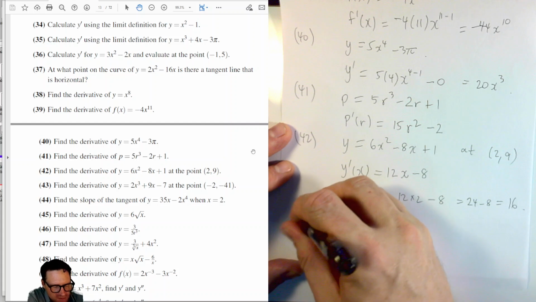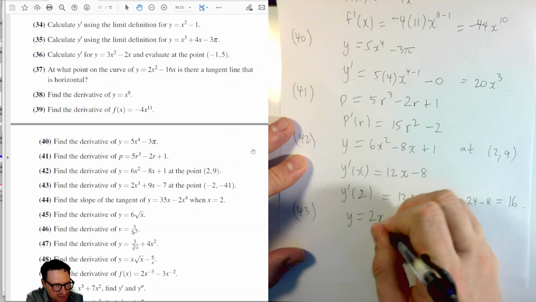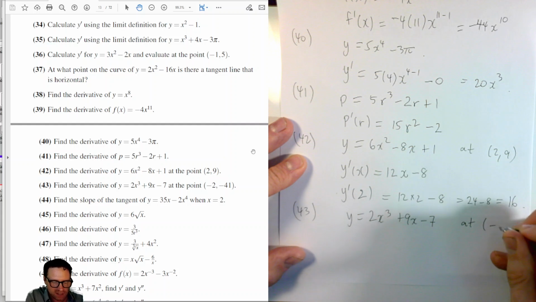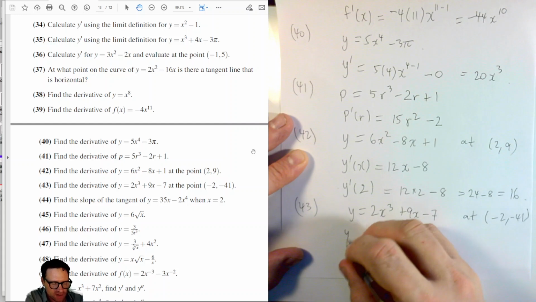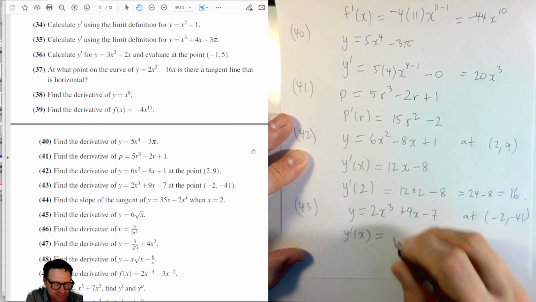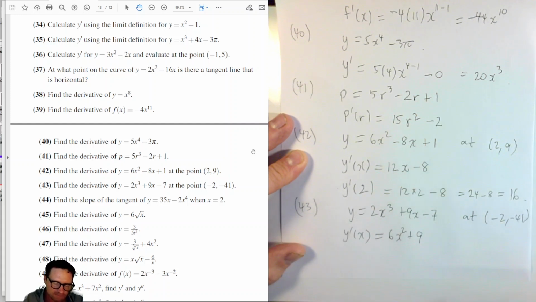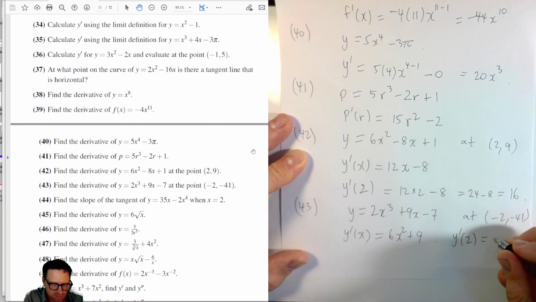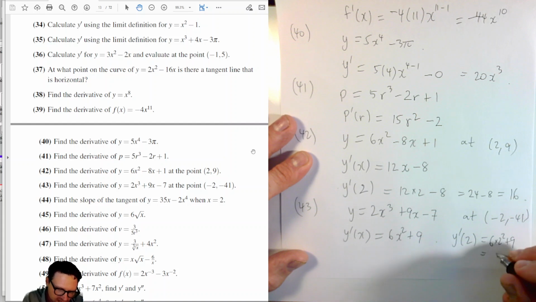All right, question 43. Find the derivative of y equals 2x cubed plus 9x minus 7 at the point minus 2, minus 41. Okay, differentiating this, we have y dash of x is 2 times 3 is 6, x to the power of 2 plus 9. Now we evaluate this at 2, so 6 times 2 squared plus 9. 6 times 4 is 24. 24 plus 9 is 33.